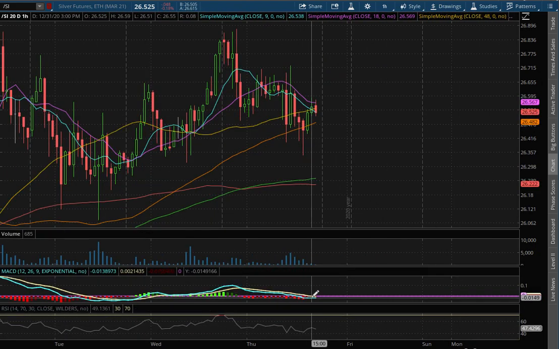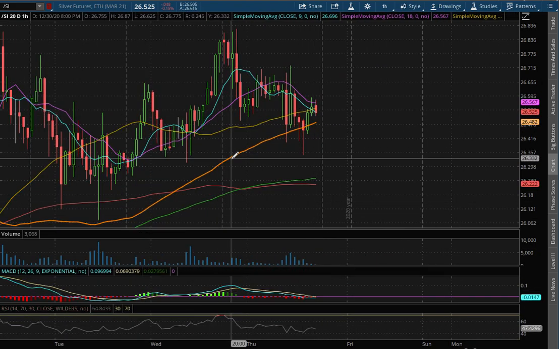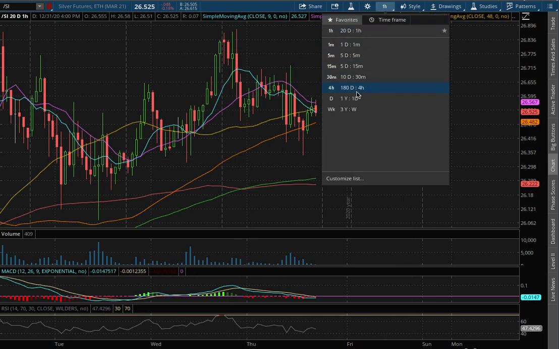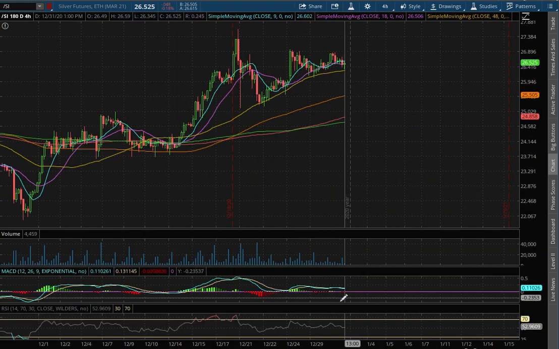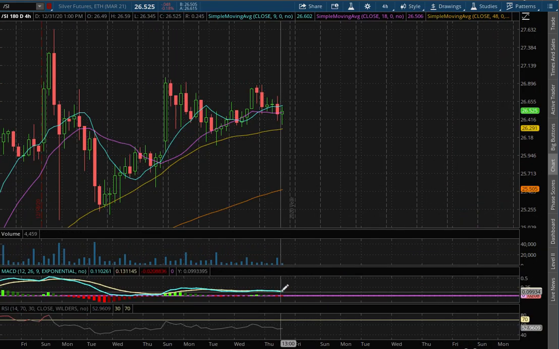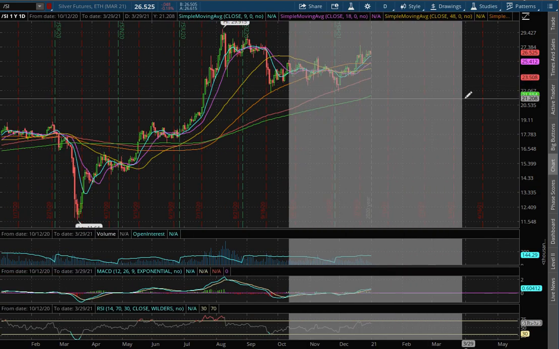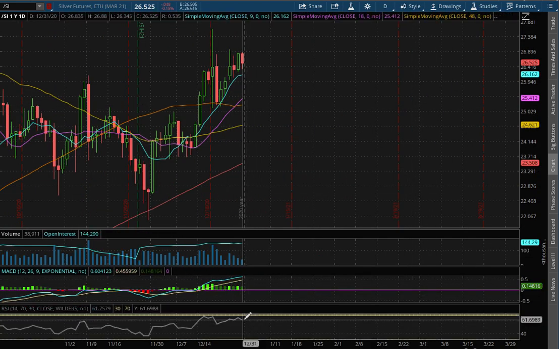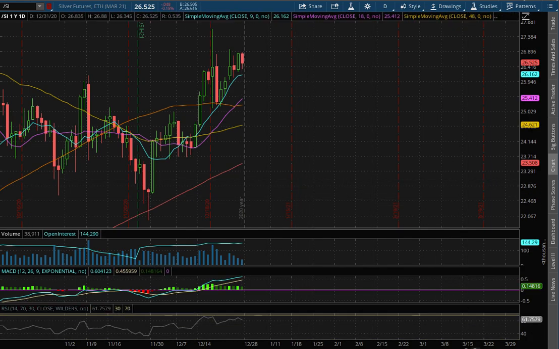We have dipped into negative MACD territory. We're currently resting right along the 100 moving average, this orange line, now at the price of $26.48. As we extend out to the 4-hour chart, we still remain in positive MACD, seeing slight signs of a diverge there. And as we extend out once more onto the daily chart, we remain in positive MACD and nearing overbought levels with the RSI.